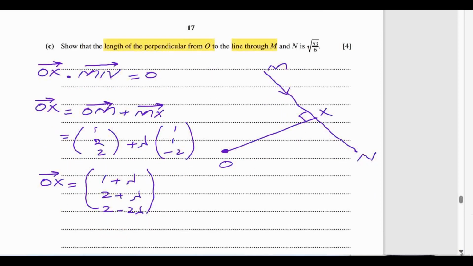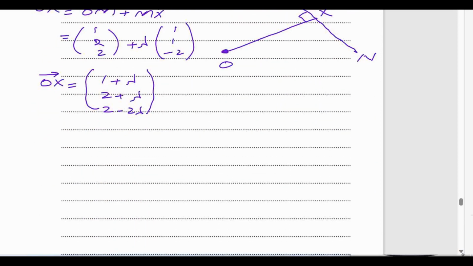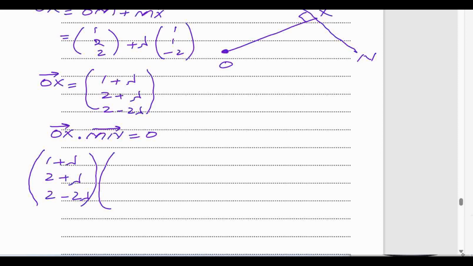Now we can simplify the dot product. So OX dot MN is equal to 0, as we can see in the very beginning, that OX dot MN will be equal to 0. So we have to find the dot product. So this will be (1 + lambda, 2 + lambda, 2 - 2 lambda), and then MN is (1, 1, -2). So we have to find it and equate it.